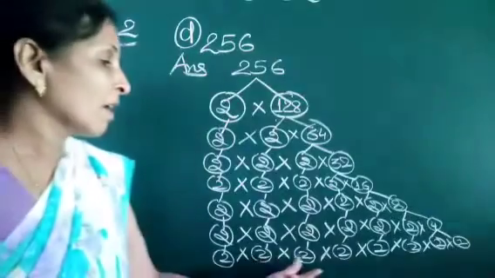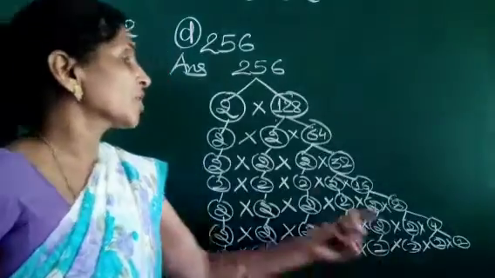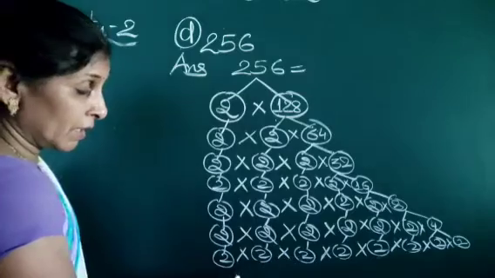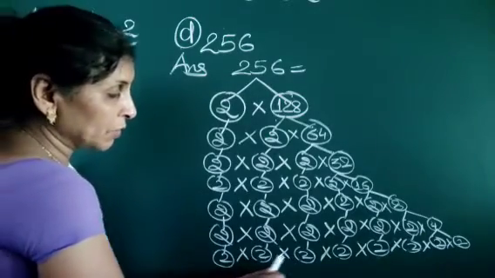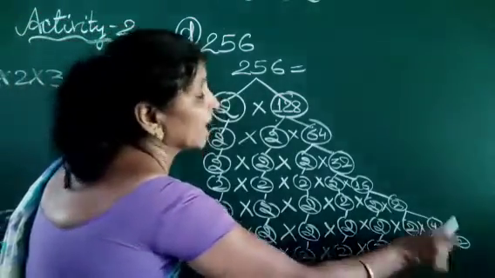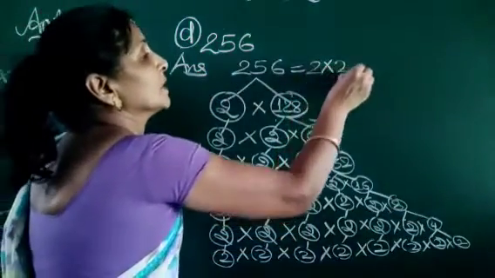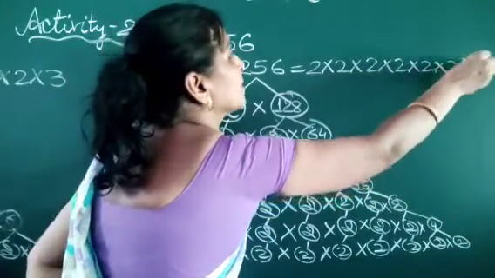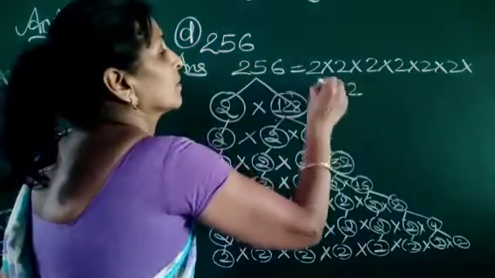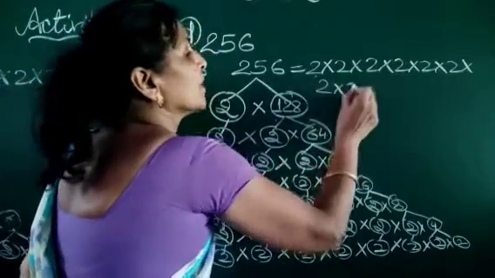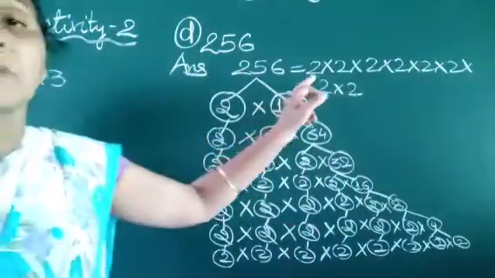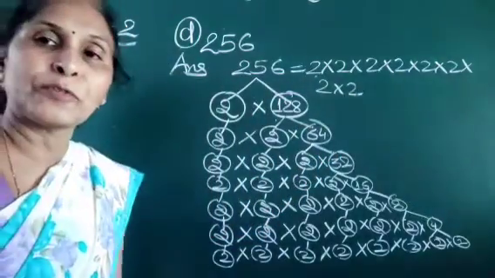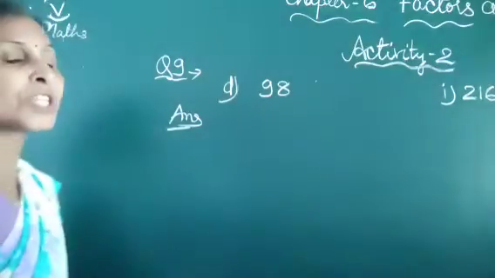So this is the prime factorization of 256. Now count how many times 2 is here: 1, 2, 3, 4, 5, 6, 7, 8. So we write here 2 multiplied by 2 multiplied by 2 multiplied by 2 multiplied by 2, 8 times we write it. And we multiply all the numbers, then we get 256.